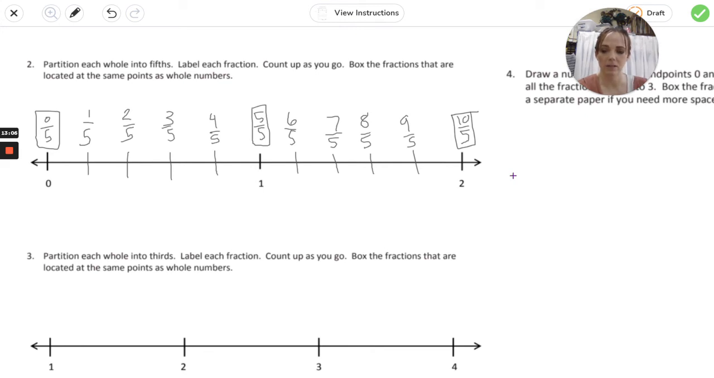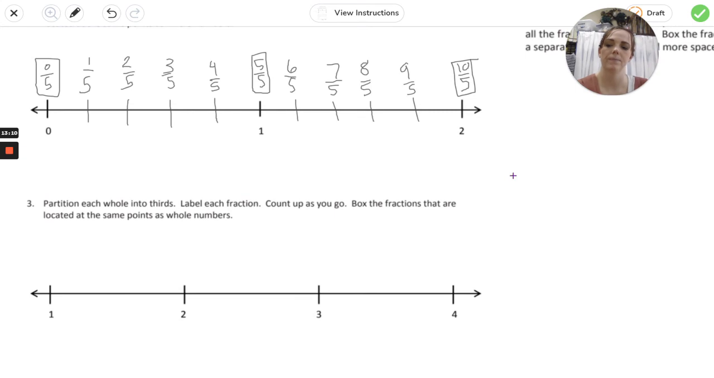Pause if you need to. I'm going to go down to number 3. Partition each whole into thirds. Label each fraction, count up as you go. Box the fractions that are located at the same points as whole numbers. Same thing we just did, except that now we're going into thirds. So go ahead and partition your pieces between the whole numbers into thirds.